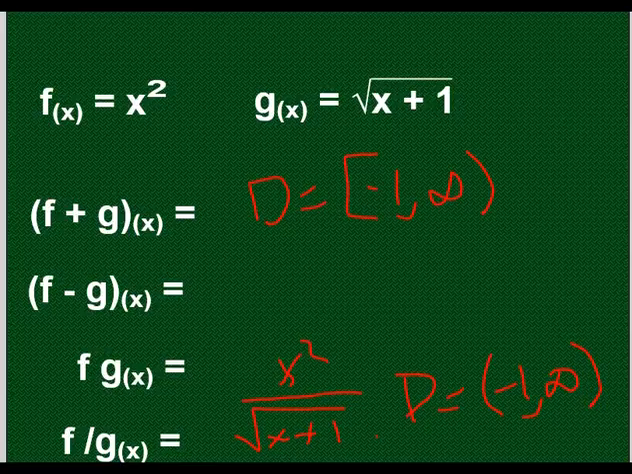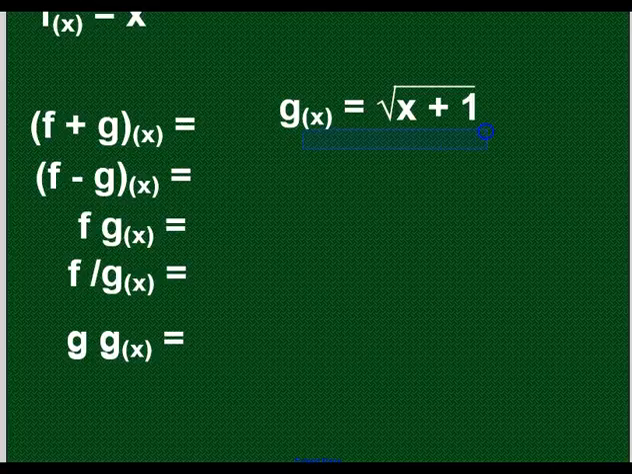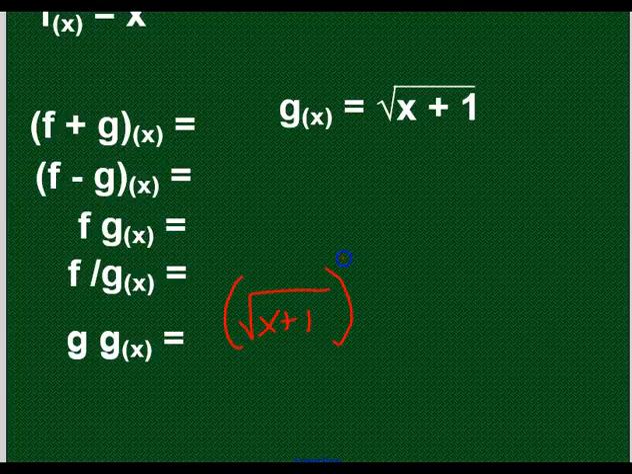We're always going to be on our toes for domain. And here's an interesting twist. What do we get if we multiply g times g of x? If this is g of x right here, we would get the square root of x plus 1 times itself, which would be squared. And if I square the square root, I just get the x plus 1. Does that change the domain?